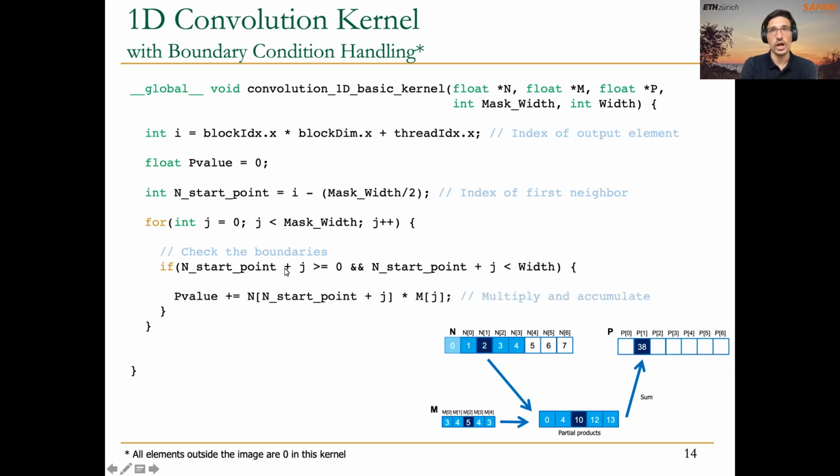And here we perform a multiply and accumulate operation, as you see, by reading one element of the input array N, the corresponding element of the mask M, performing the multiplication and accumulating in this P value. At the very end of the execution of this for loop, we store the P value in the corresponding location of this P array, which is the output and resides in global memory.